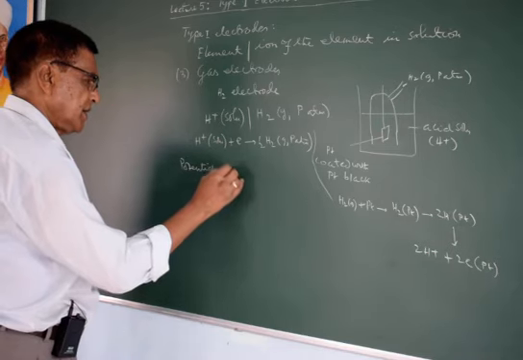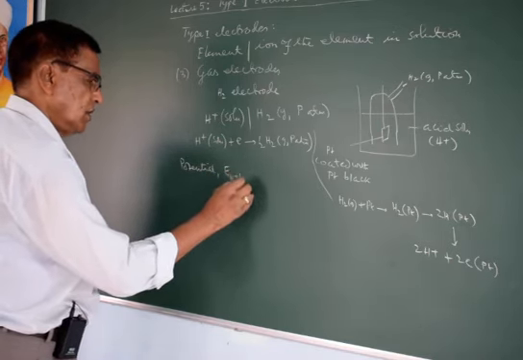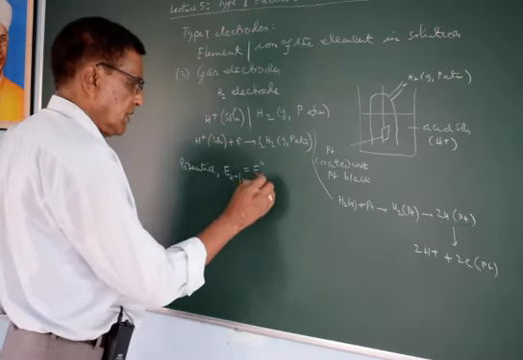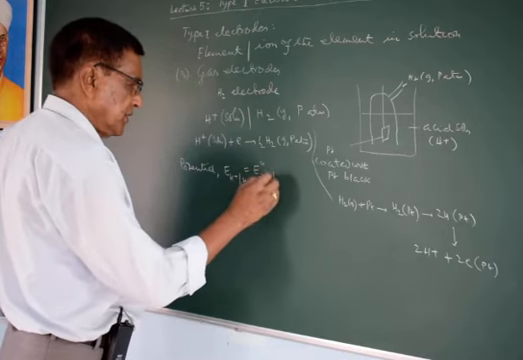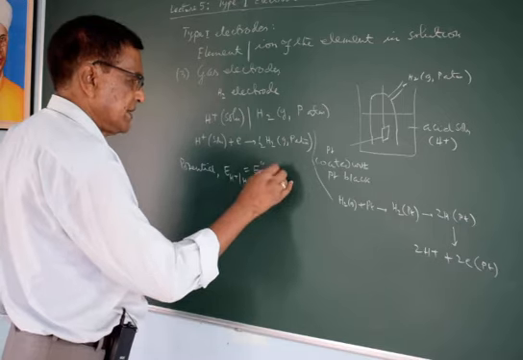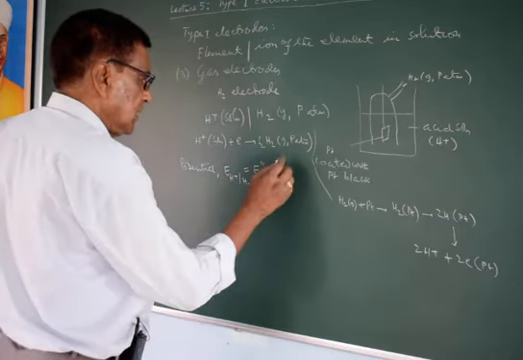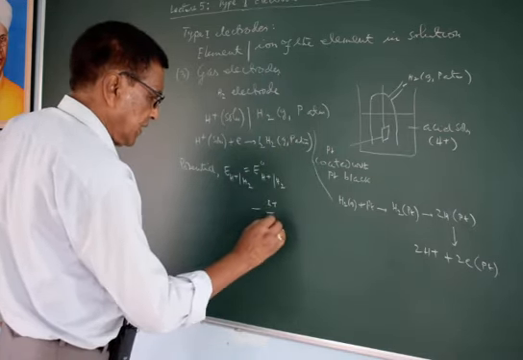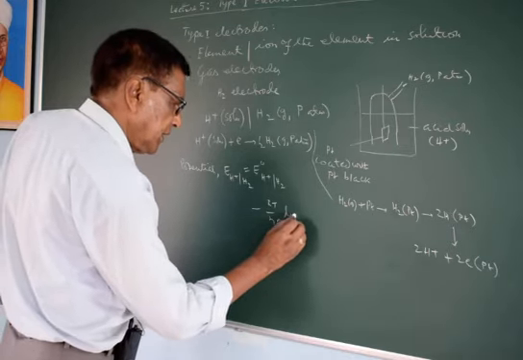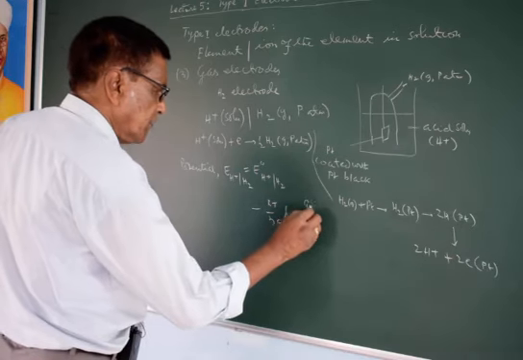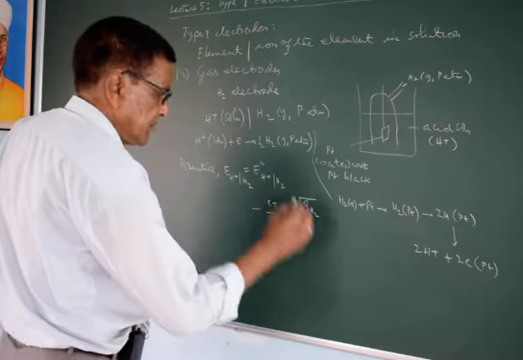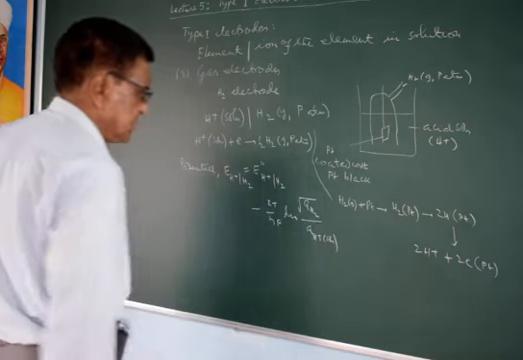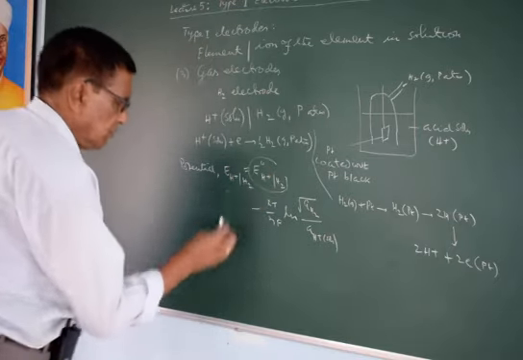And the potential of this electrode is E(H+|H2) equal to E naught (H+ in solution, H2 gas) minus RT by nF ln of activity of hydrogen gas root over activity of hydrogen ion in solution. E naught is equal to 0 by convention.